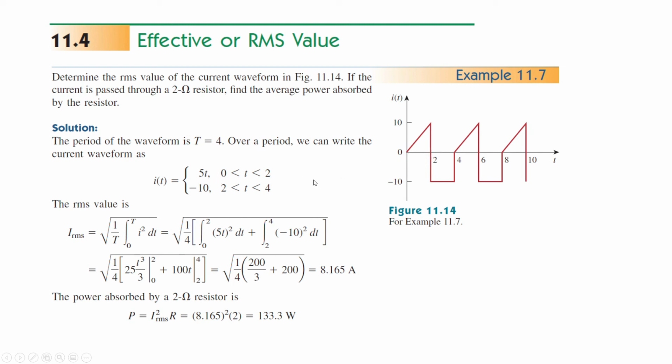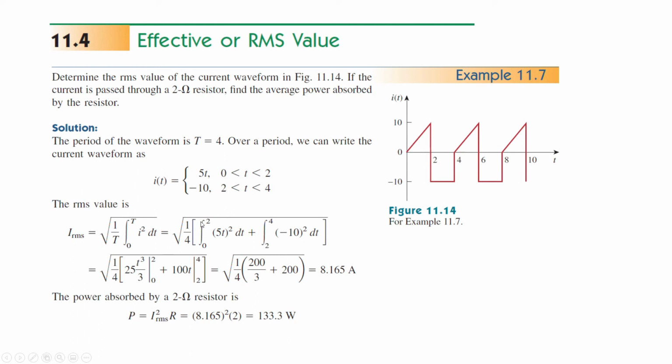So this is 5t during the interval 0 to 2, and from interval 2 to 4 it is minus 10, and after that it is repeating itself again and again. So basically we need to write it for the one interval, which we have done here.